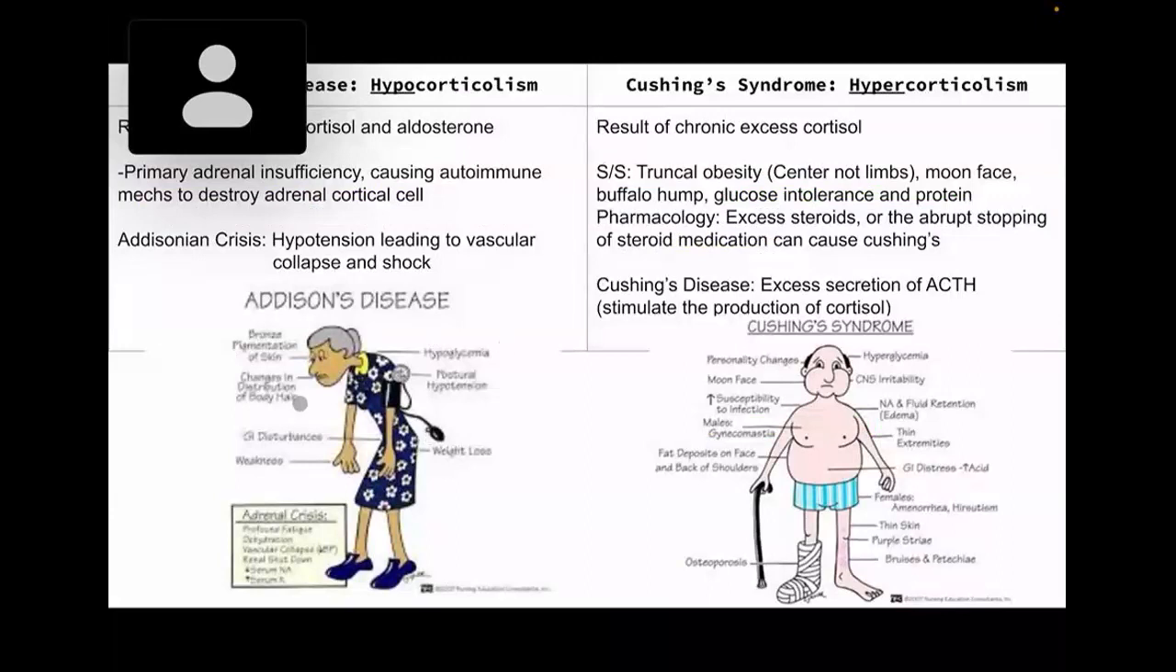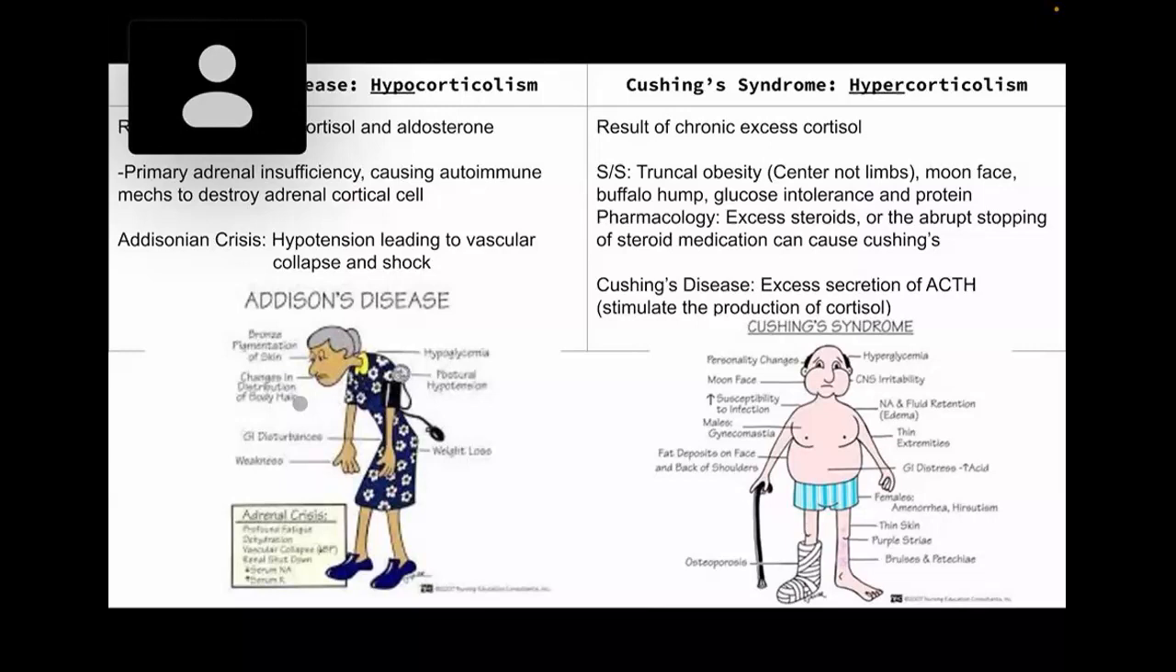All right. When we're talking about Cushing's versus Addison's, Addison's is really an issue because we can have this massive hypotension, which eventually leads to vascular collapse and shock. When we think about our adrenals, remember everything does come from the brain. The brain will secrete hormones that can act on your adrenal glands. So don't think that it's just like an adrenal issue. Remember, the adrenal glands are on top of the kidneys.